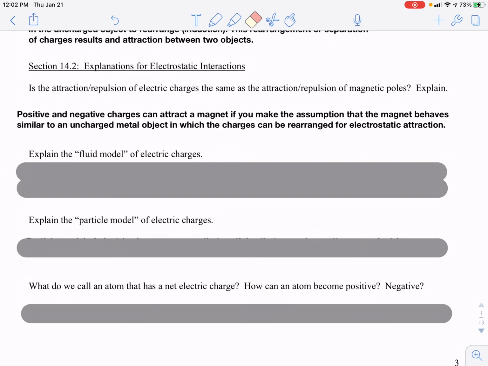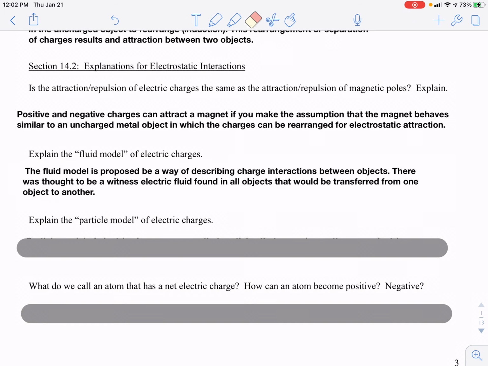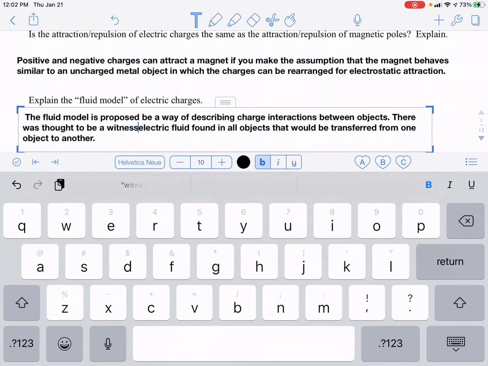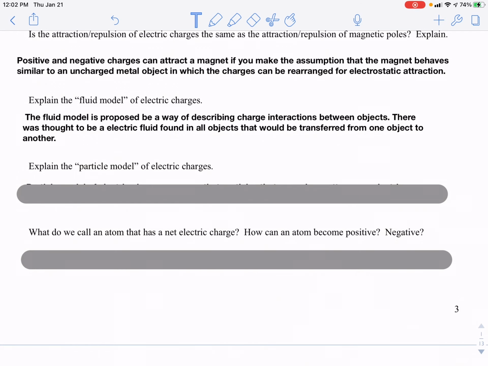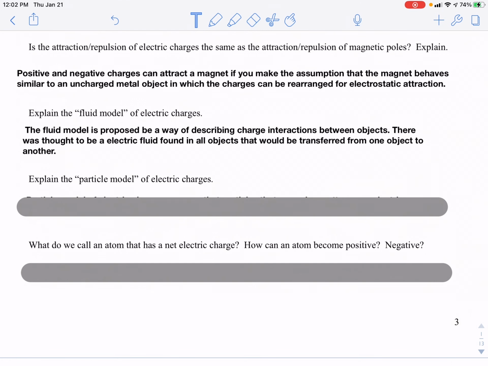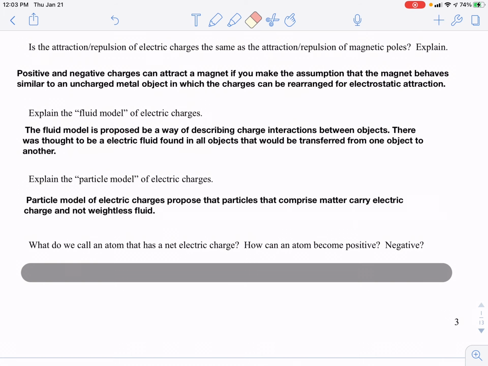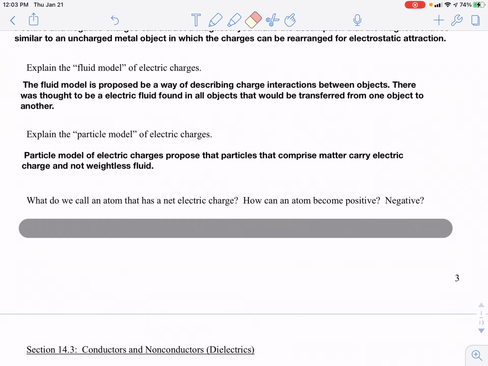Explain the fluid model of electric charge. The fluid model was proposed as a way of describing the interaction between charged objects, and it was thought to be an electric fluid found in all objects that had the ability to transfer from one object to another, as opposed to the particle model of electric charges, which proposes that the particles that comprise and make up matter carry the electric charge and not a weightless fluid.